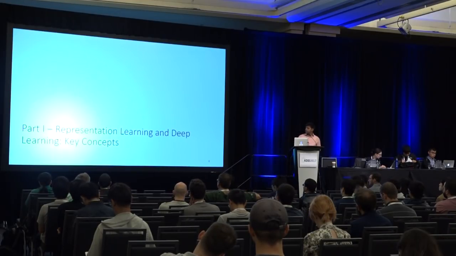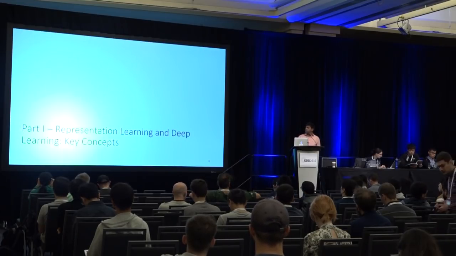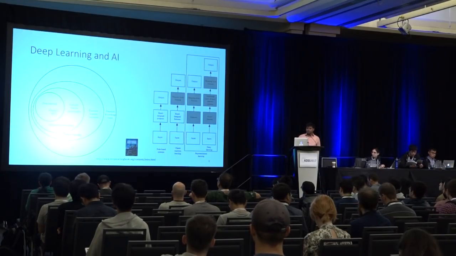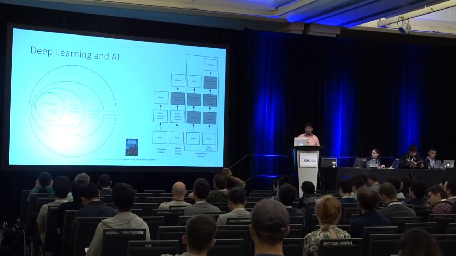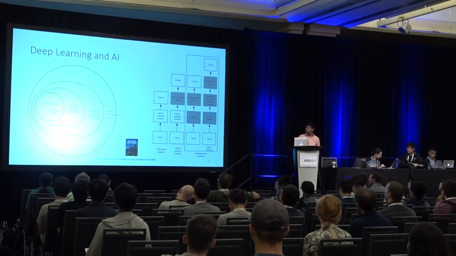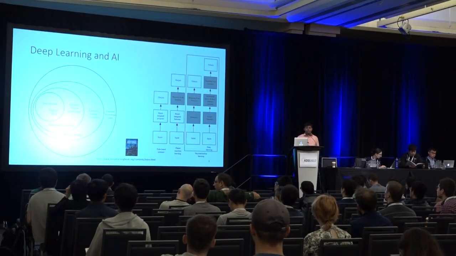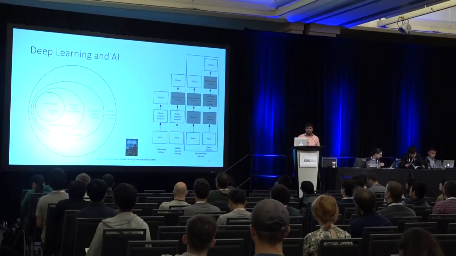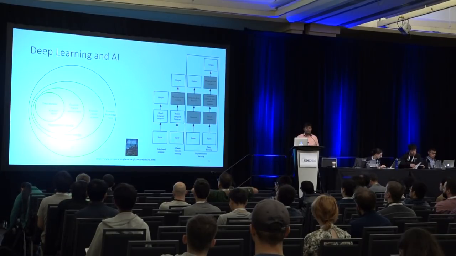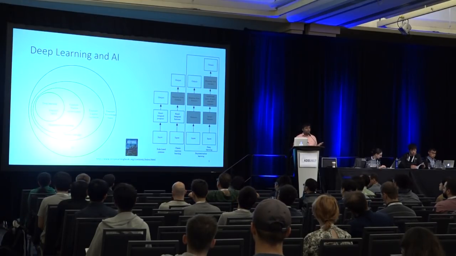So let's move on to part one of representation learning and some key concepts. This is just a general diagram from Ian Goodfellow's very popular book. Machine learning in general falls under the category of AI, and within that has representation learning, and within that comes in deep learning, right? These are just to categorize how we look. Deep learning is not different from machine learning. Deep learning is not different from AI. These are all parts of AI.